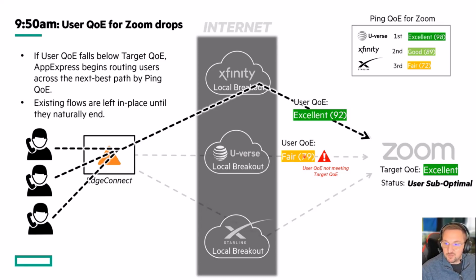The AppExpress mechanism will see that the user QoE is no longer meeting its target QoE, and it will start all new flows on the next best link. That means in this case, it looks at the list it has and says, oh, look, Xfinity is number 2. It had a score of 89. So they will then start placing new flows onto Xfinity.